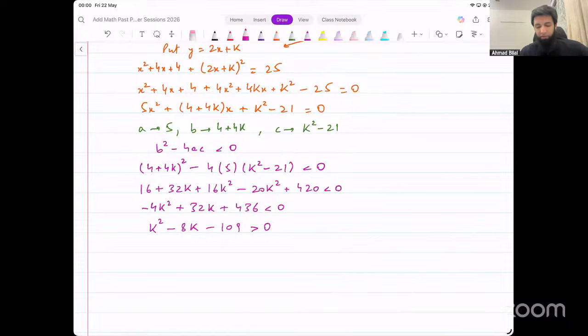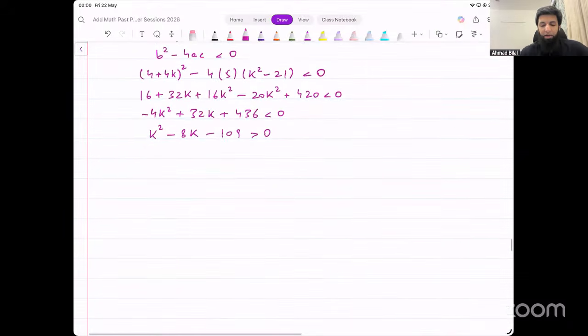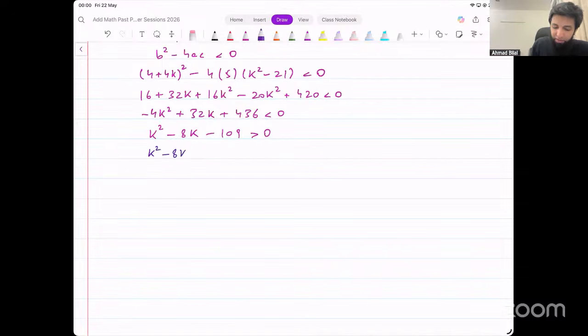Now it's a quadratic inequality that we're supposed to solve. How do we solve any quadratic inequality? We treat this as an equation first of all. For any inequality, the first thing you should do is treat it as an equation. So treat this as an equation, see what that gives you. k squared minus 8k minus 109 equal to 0.